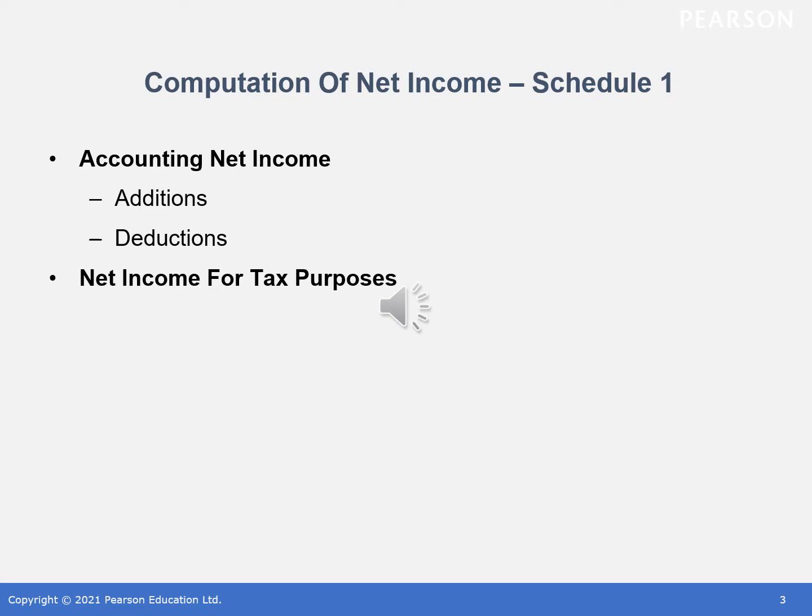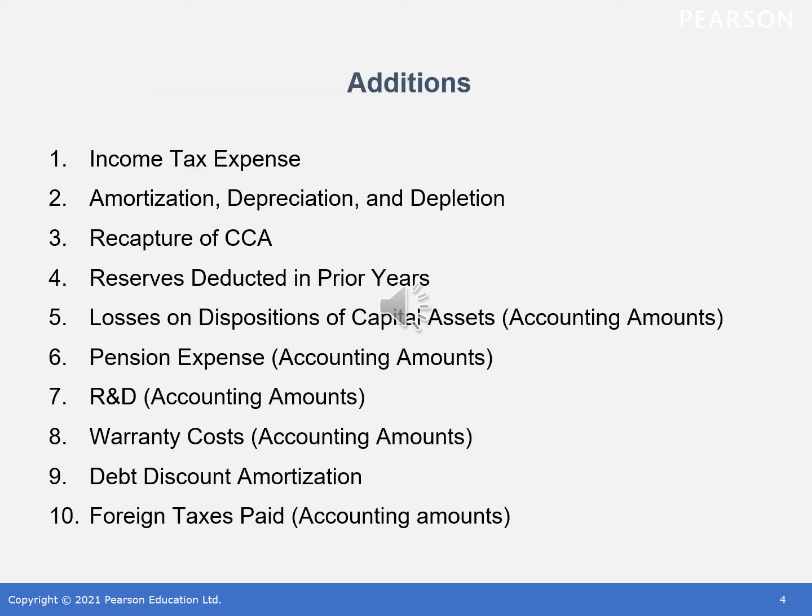Now, in order to get from your accounting income to your taxable income, there are a laundry list of additions and deductions that an organization needs to make in order to get to the net income for tax purposes, which we'll comment on some of those key items in a moment. Additions could include income tax expense, amortization, any recapture of CCA, reserves deducted in prior years, as we talked about in the previous chapter, losses on dispositions of capital accounts, pension expense, research and development, warranty costs, debt discount, foreign taxes paid.